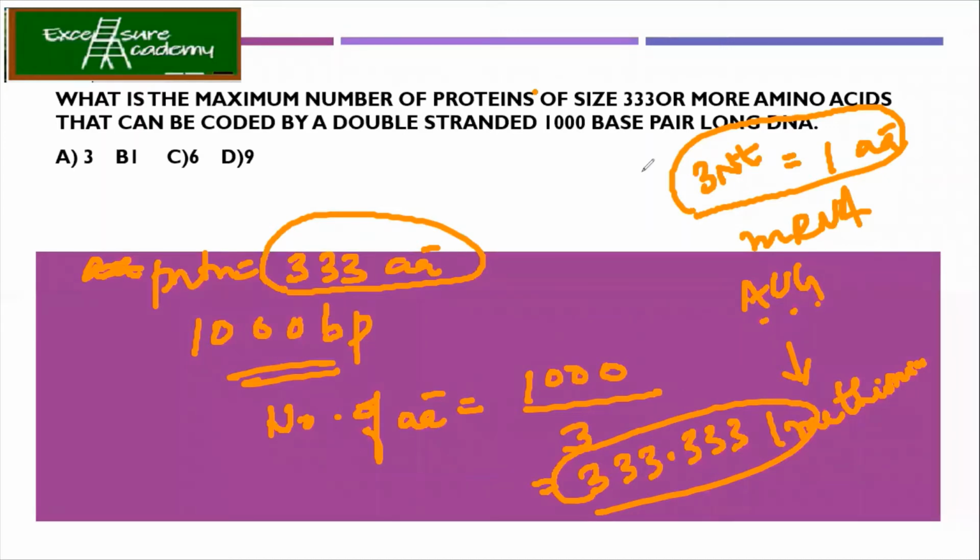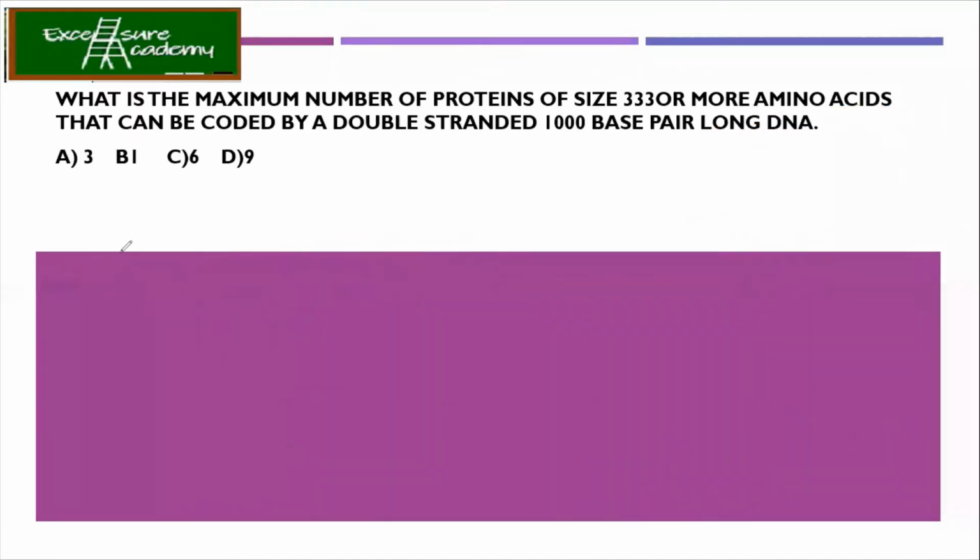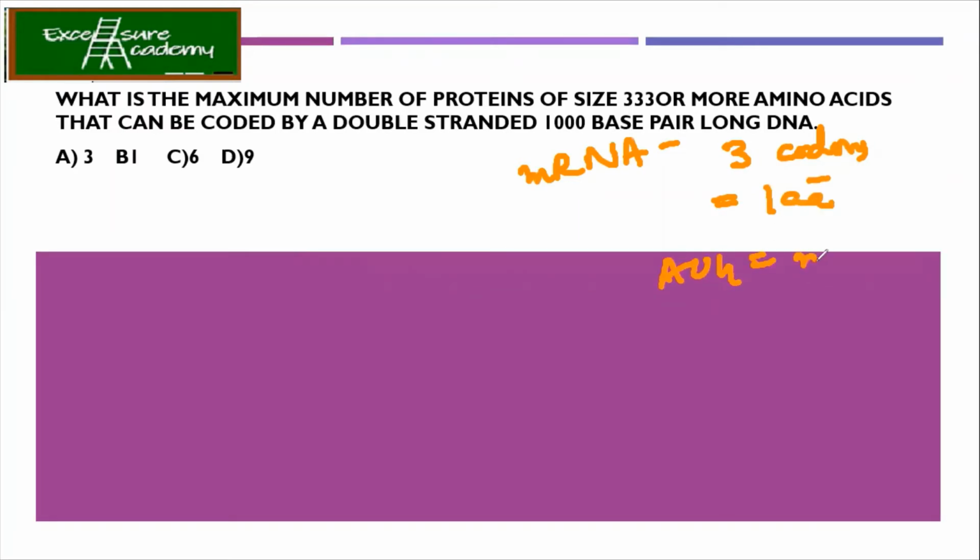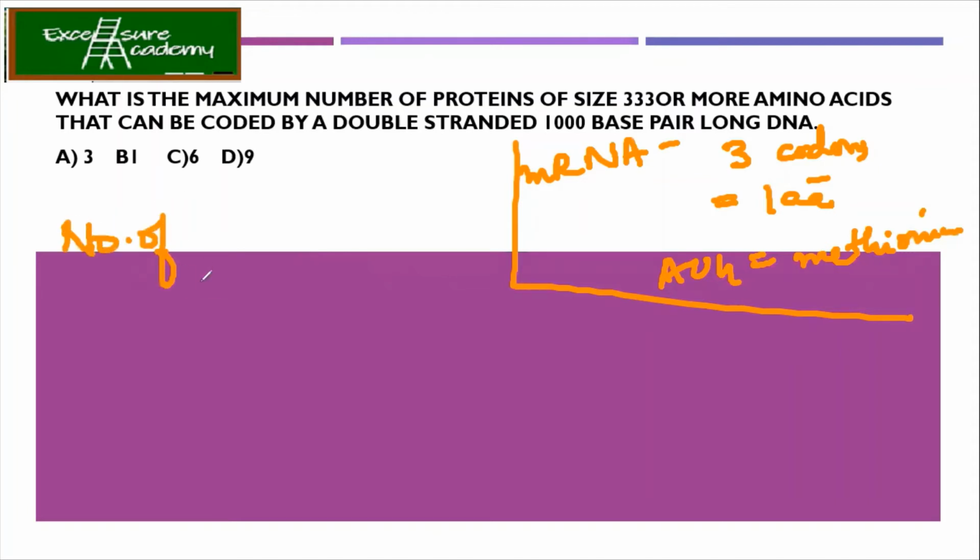I think it's not clear to anyone. See, it is clear that in mRNA, 3 nucleotides code for one amino acid, right? For example, AUG gives you methionine. This is clear to everyone. Now, they're asking the maximum number of proteins where each protein has 333 amino acids.